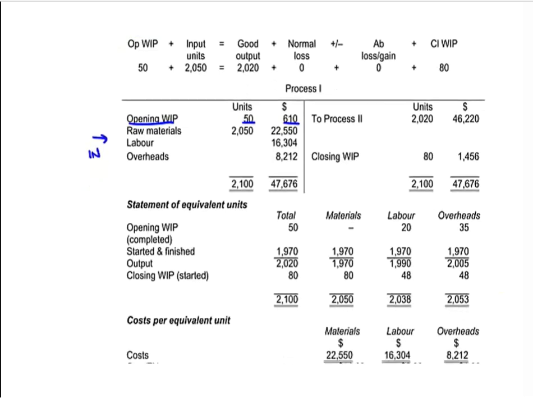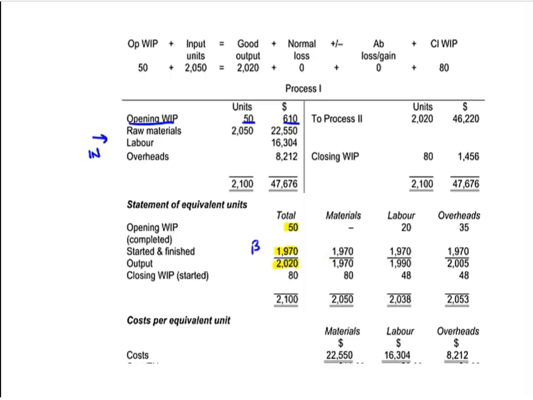What we need to do then to work out our closing work in progress is to do our statement of equivalent units. The statement of equivalent units is going to have this good output in the period of 2020, but it will be broken down into things that had already been started, the opening work in progress, and the units that were started and finished. So this figure here of 1,970 is the balancing figure, because it's the difference between the good output and the opening WIP that needed to be finished off.